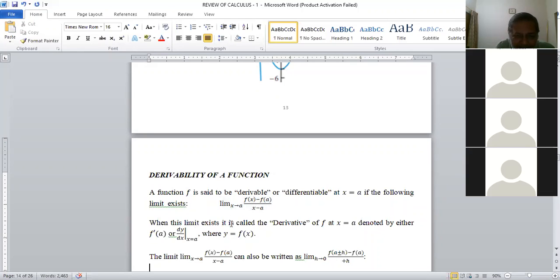So when this limit exists, that means left से निकालो या right से निकालो, ये limit same आए. Only then it exists. It has to be, and when it exists or it is defined, it means this limit is real, finite, and unique. And we call it the derivative of the function at x equal to a. We denote it as f prime a or dy by dx at x equal to a, where y is equal to f(x). Now this limit can be written in different forms.